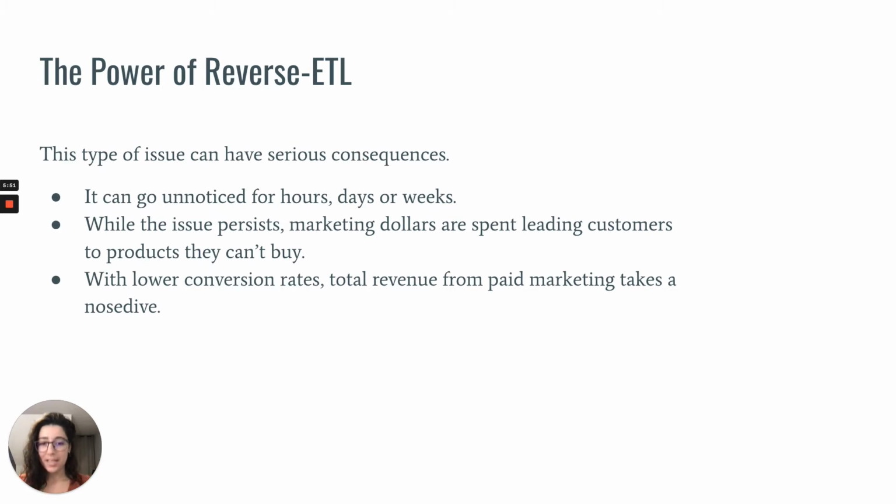So where does that leave us? In this situation, depending on what alerting might be set in place, this issue could go unnoticed for minutes, for hours, for days, and hopefully not weeks, but again, going unnoticed. While the issue exists, that means marketing dollars are spent leading customers to items that either show out of stock on the website or to links that simply don't exist, aren't functional, and basically items they just can't buy. Worst case scenario, the links, again, aren't even active links, so you're not even leading customers to your site.